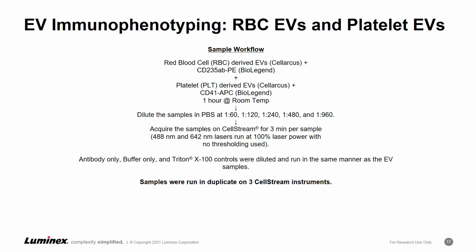The labeled EV samples were serial diluted as shown here. Samples were then acquired on the CellStream for 3 minutes per sample with 100% laser power. All proper controls were run, including antibody only, buffer only, and detergent controls. These controls were run exactly as the EV samples. Samples were run in duplicate on 3 CellStream instruments.